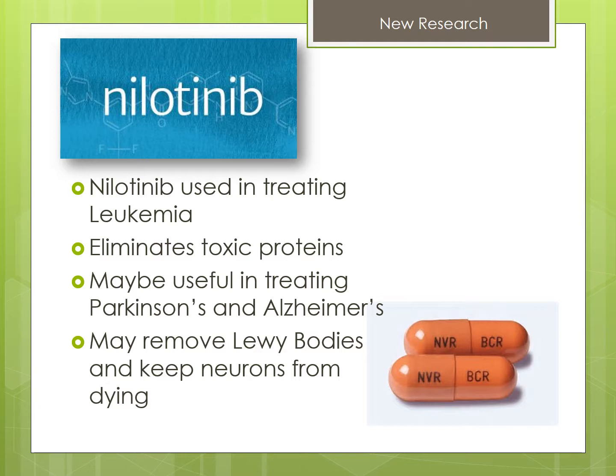Subjects for this trial are being gathered now, but researchers hope to prove that nilotinib will remove Lewy bodies and keep dopaminergic neurons from dying, and improve motor function. That's pretty exciting stuff. Hopefully they'll get the results that they're hoping for.